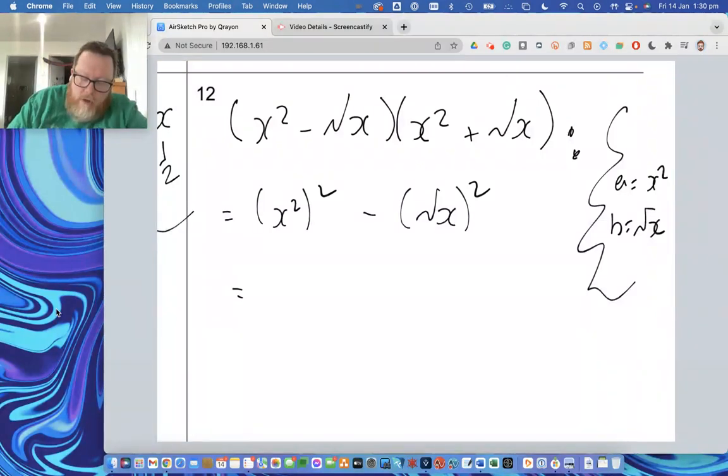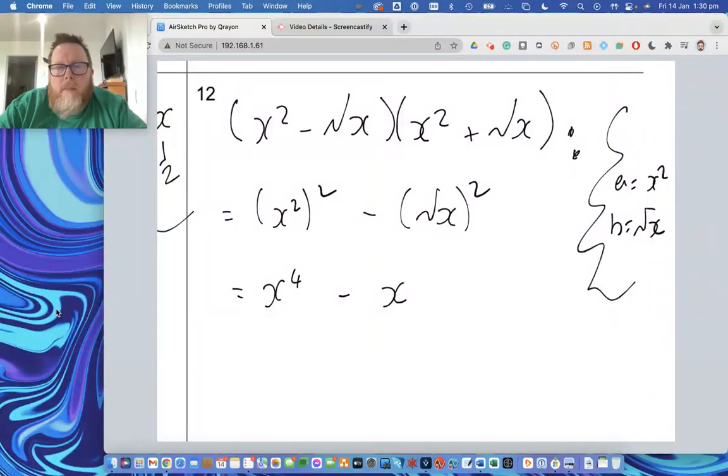And then I'm going to simplify each of the expressions in brackets here. So x squared squared is x to the power of 4. And then the second one is root x squared. Remember that the square root and the square symbol basically cancel each other out. So root x times root x is just x. And so we've got x to the power of 4 minus x. And that is fully expanded now.